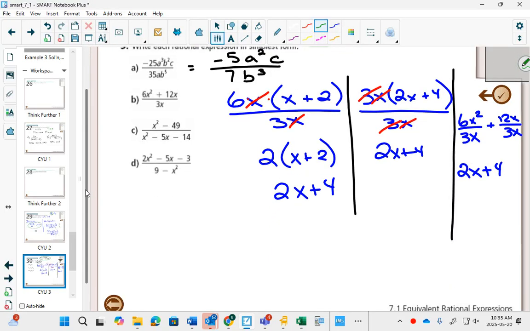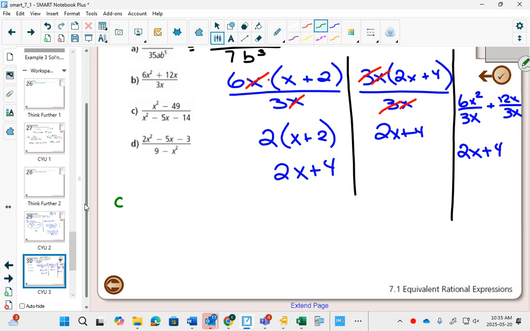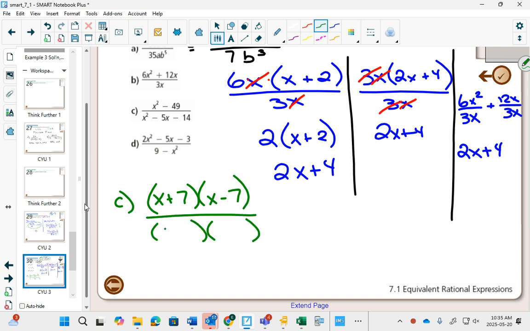Okay, I'm going to do the third one in green. Again, I'm going to factor first here. The top is a difference of squares. The bottom is going to be x and x. And this unit has like hints built in. They want you to simplify. So what do you think one of these numbers is going to be? I'm pretty sure it's going to be a 7.